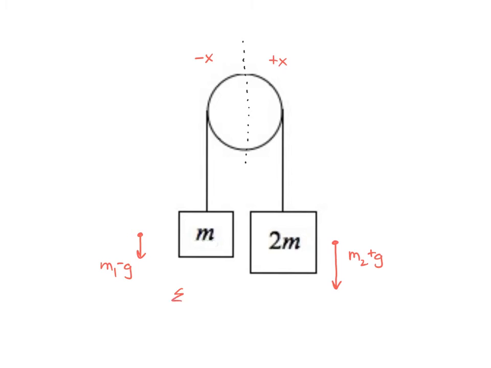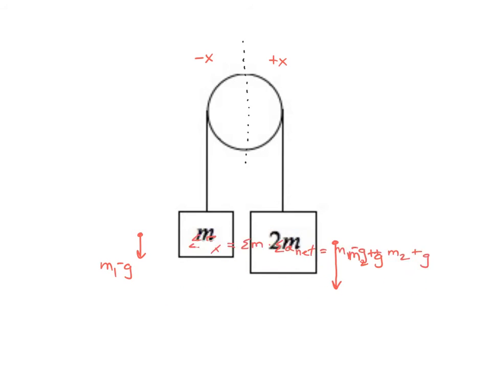So the overall sum of the forces in the x direction, even though it's over a pulley, we're going to call this the total x direction, is equal to the sum of the masses, which would be m plus 2m, times the net acceleration, and that's got to equal m1 times negative g, because it's being pulled in the negative direction, plus m2 times positive g, because it's being pulled in what we've described as the positive direction.